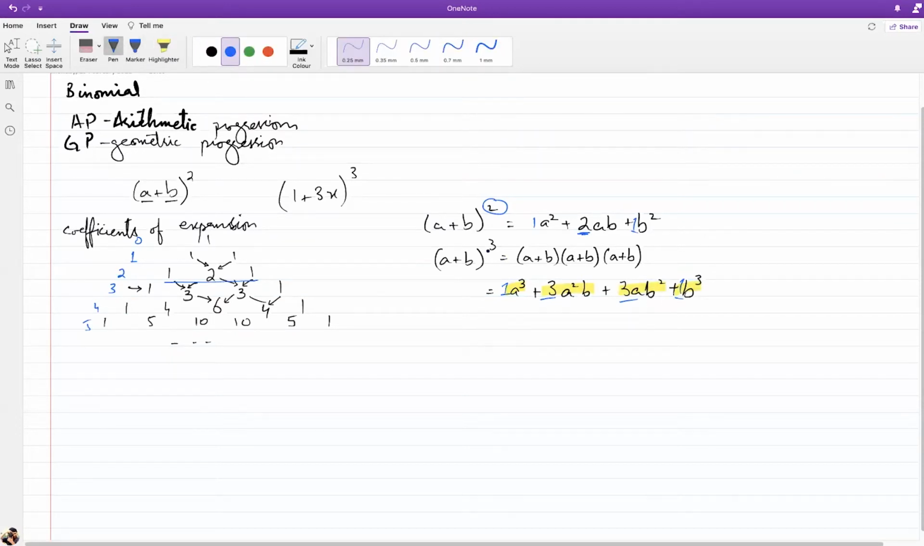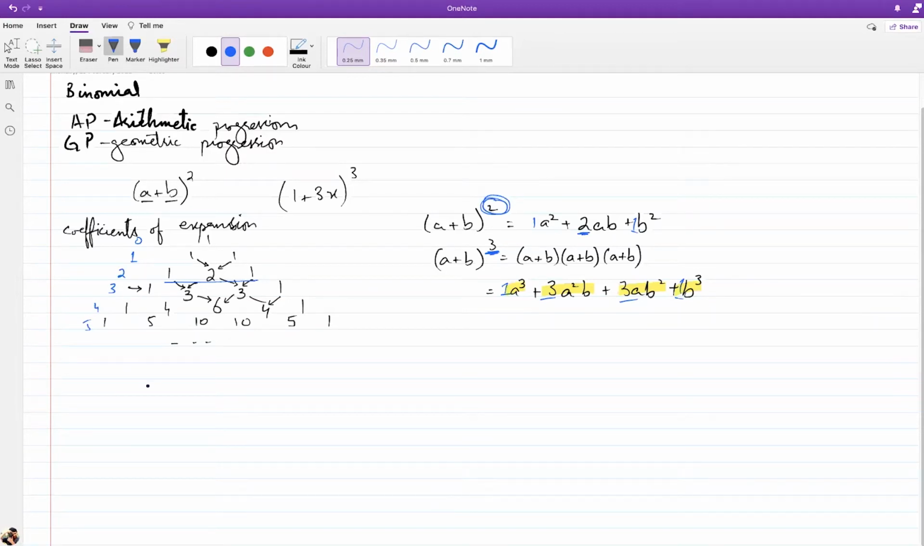But you notice that the power is 3. When the power is 3, there are 4 terms. When the power is 2, there are 3 terms, right? That is because in binomial or in series, we start our counting from 0. So this is the 0th term, this is the first term, this is the second term, and that's how you get to 2. Now, how do we expand it?